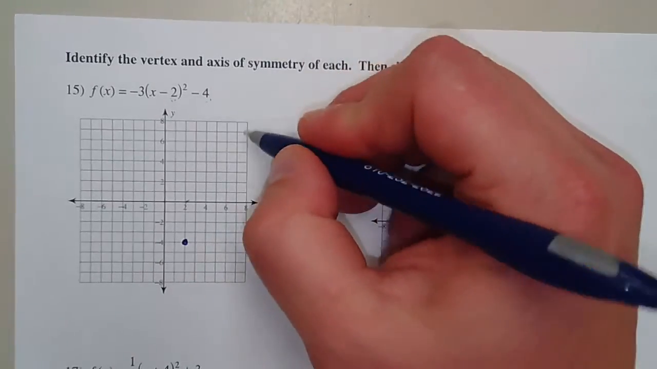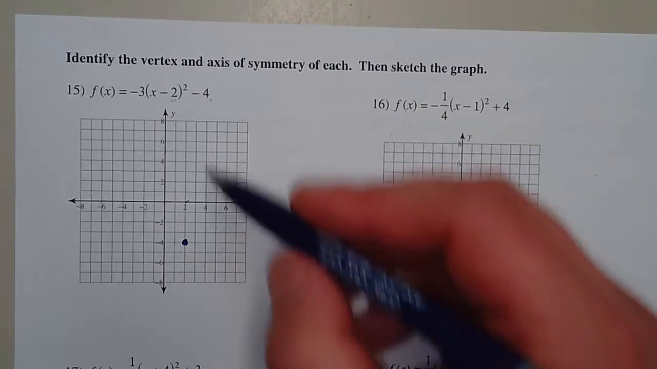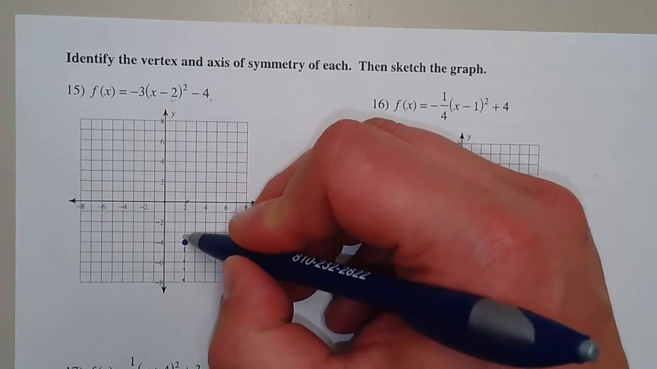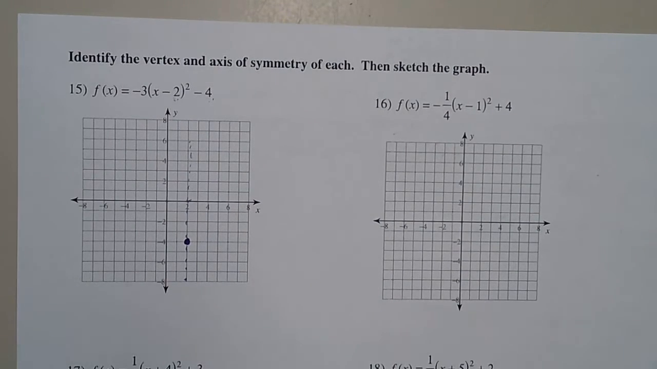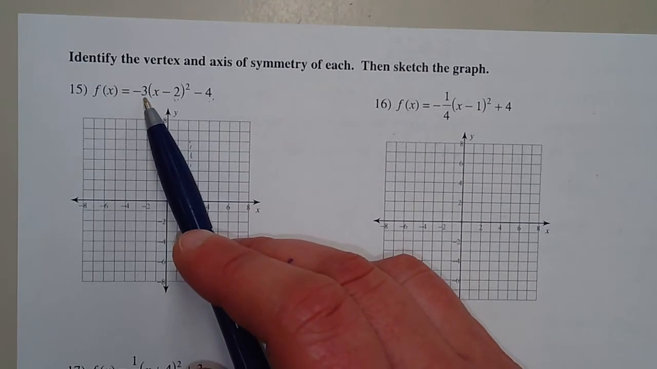So if it says identify, we can write it. We plotted it. We know what it is. Axis of symmetry is the line that splits it down the middle. Okay, cool. Now, as far as sketching the graph, we do need another point. So there's a couple routes you can go here. The simplest route is to use the slope.